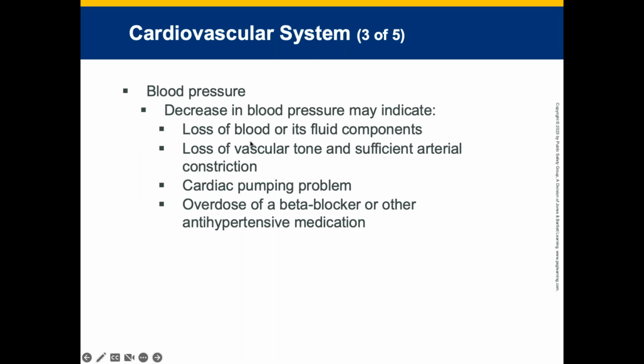Blood pressure is the circulation of blood against the walls of the arteries. Remember, we have systolic and diastolic. So things to remember is loss of blood or its fluid components can cause a decrease in pressure, or a loss of vascular tone or sufficient arterial constriction, right? So patients that are in anaphylactic reaction can have a decrease in blood pressure, right? Hypovolemic shock as well, right?